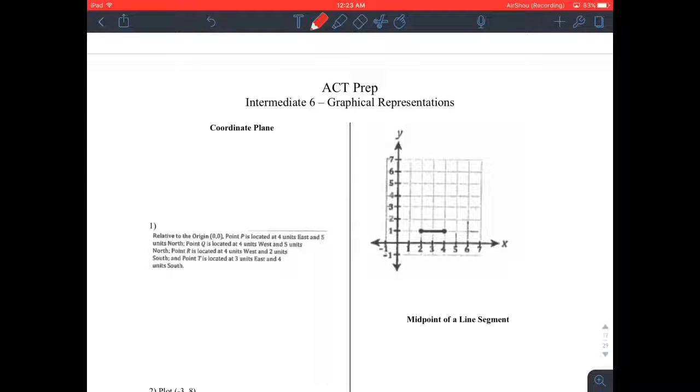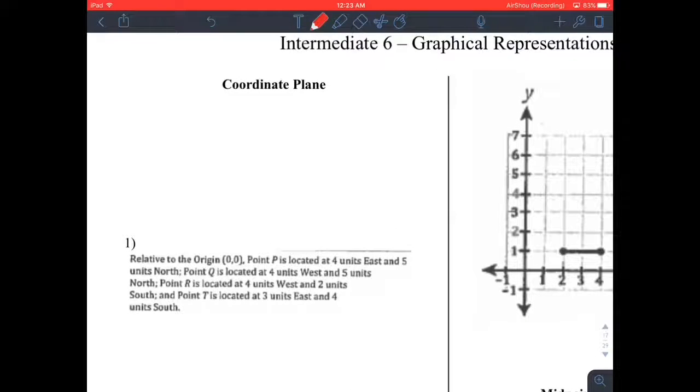Well, this is intermediate lesson 6, graphical representations. So coordinate plane, Cartesian coordinate plane, has two axes. Horizontal axis typically is called the x-axis. The vertical axis typically is called the y-axis. Where those two meet each other, that's called the origin.